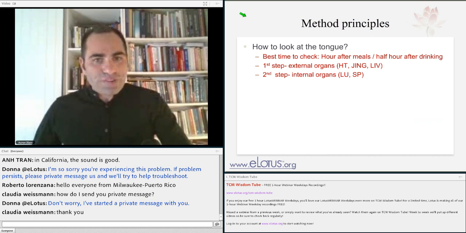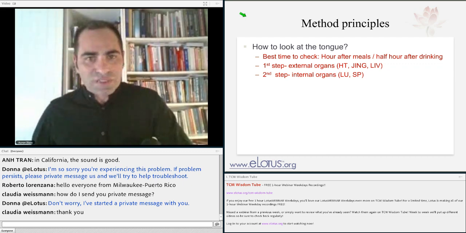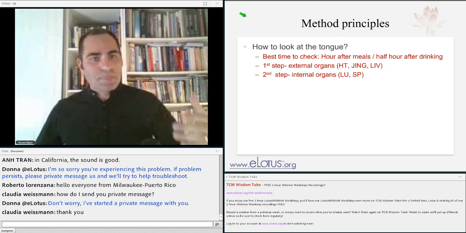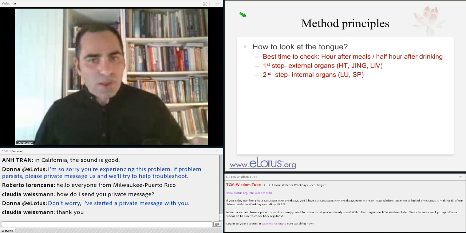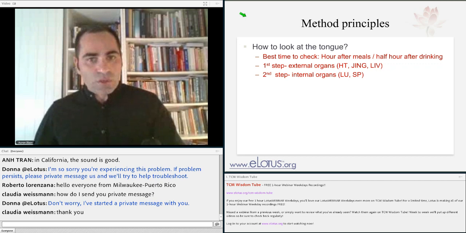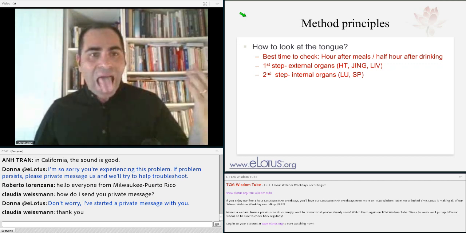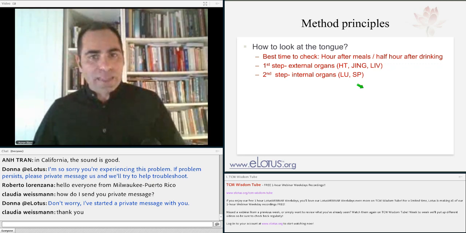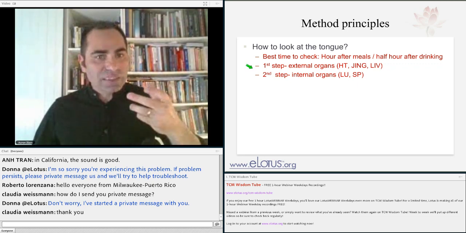The way of taking the observation, basically the best way to check it is, I talked about after meals or after drinking, but I do it in 2 steps. Basically, the first step, I ask the patient to take the tongue out as much as possible, and then I need to see the root of the tongue, the Jing. I will demonstrate: take it out as much as possible, and later release the tongue.